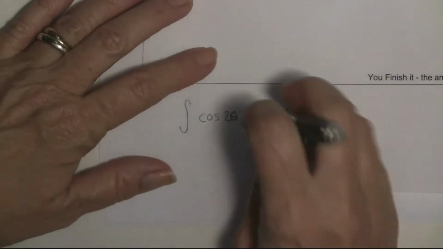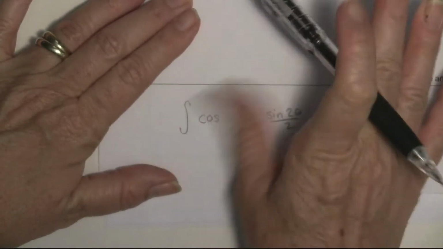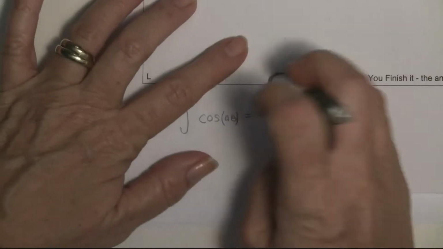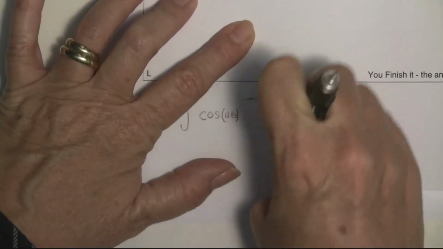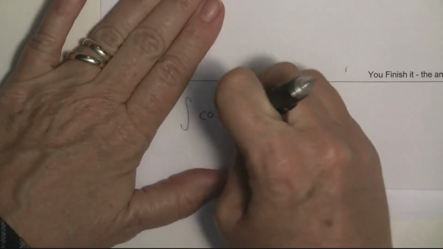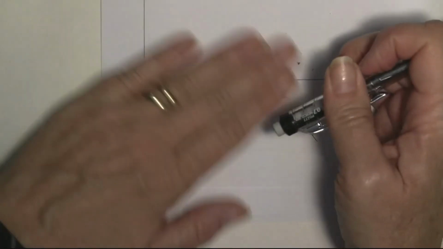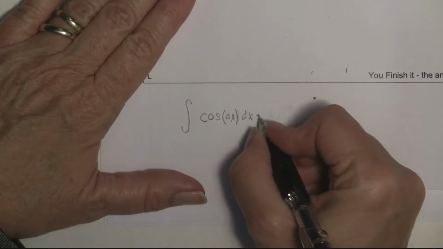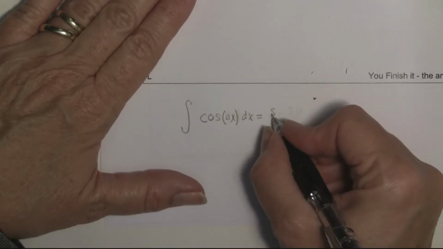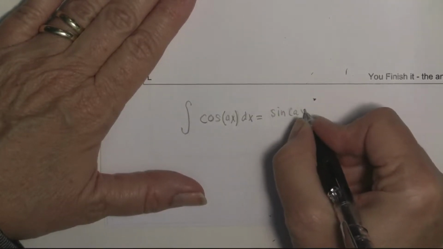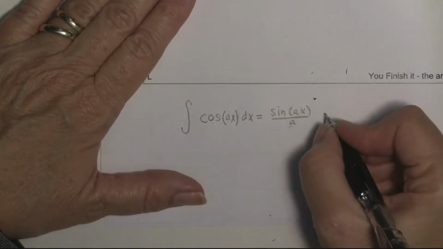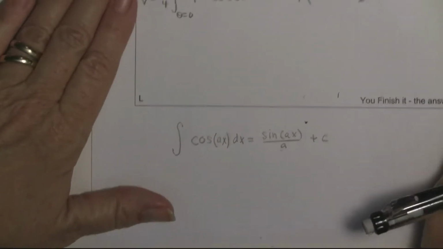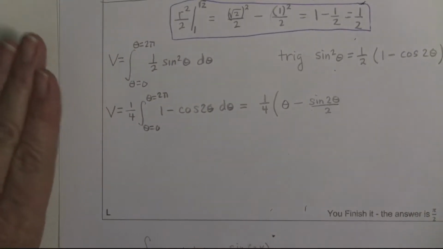The integral of cosine 2 theta, I have that memorized as sine of 2 theta over 2. Our book, when we were in Calc 1, they put a little a here, and they called it x. You can go find it in my Calc 1 notes. The integral of cosine ax dx is equal to sine ax divided by a, plus a constant. I have bounds here, so I don't have to worry about it. Anyway, you do you on that.